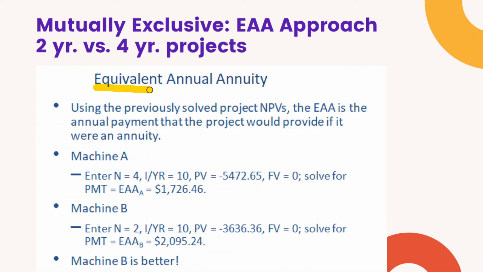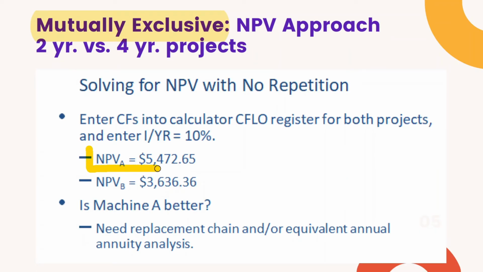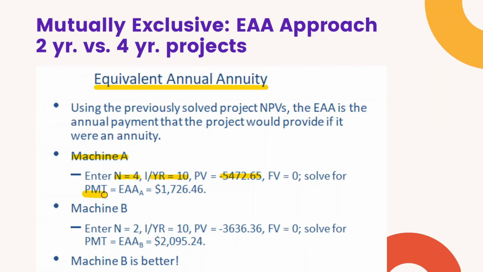Now back to the equivalent annual annuity approach, EAA. For machine A, we expect to use machine A for 4 years. The cost of capital for machine A is 10%. Machine A has a net present value, which is the present value of all future cash flows. This is the net present value of machine A, $5.4 thousand. We solve for PMT, which is equal to $1.7 thousand. We can think of EAA as the NPV per year for machine A.